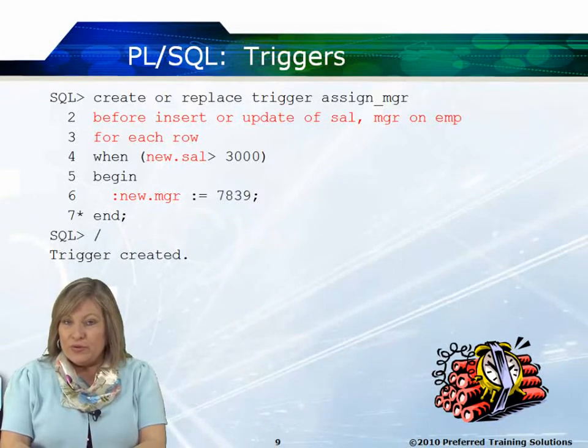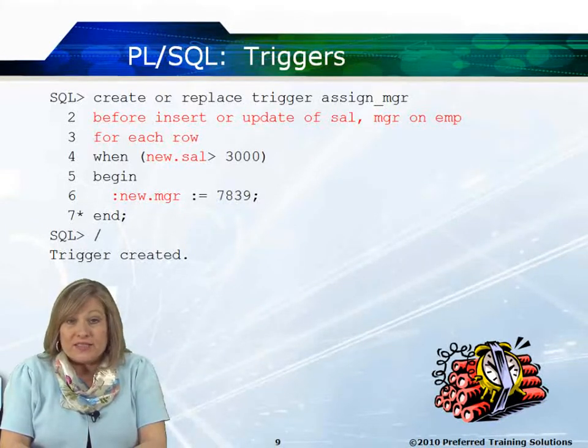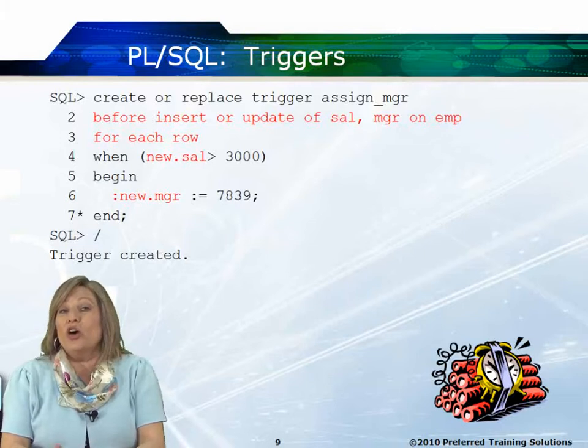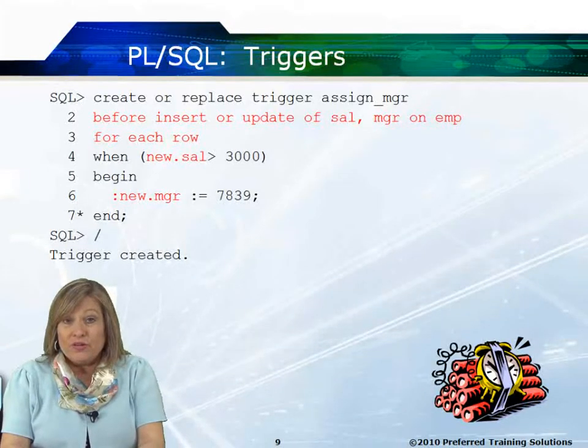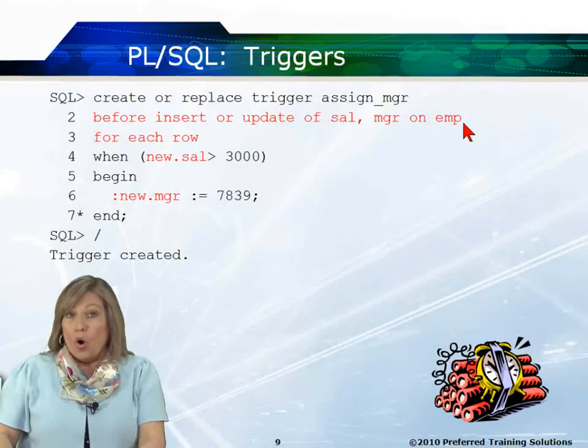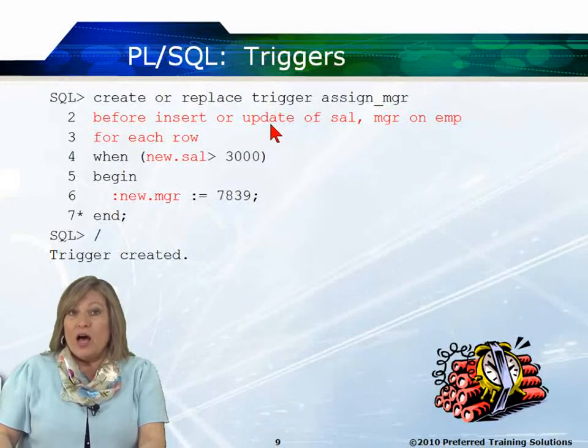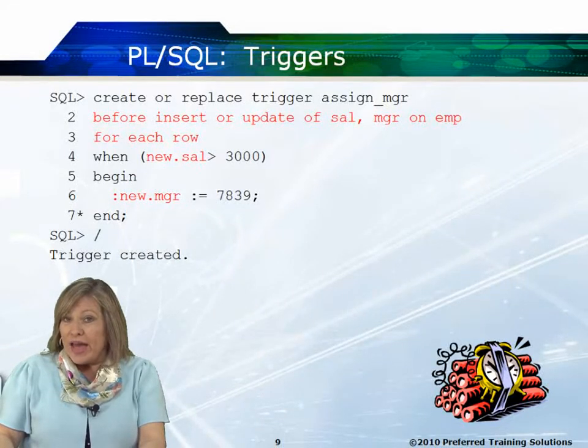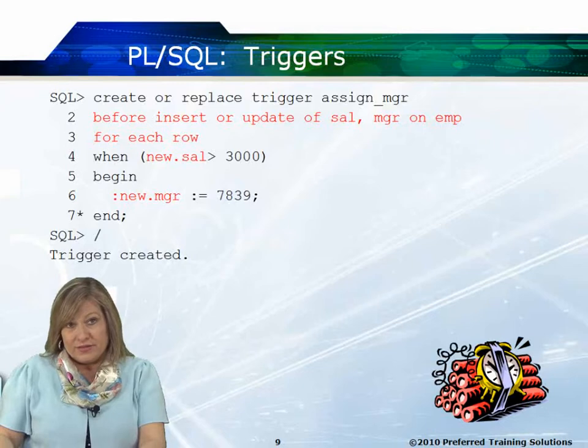With triggers, they're event-based. So the way that this code is going to execute is by having someone insert a record into the emp table, or by having some session update the salary or the manager column. And remember, it's only going to fire if that salary value is greater than 3,000.